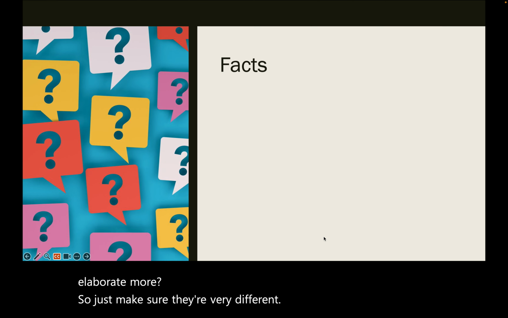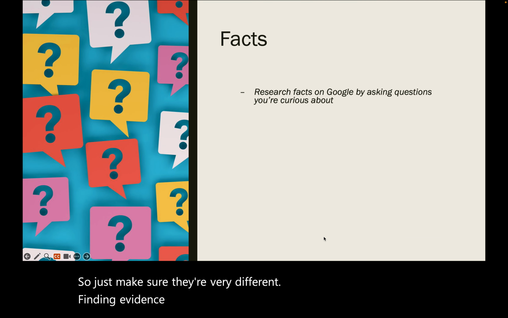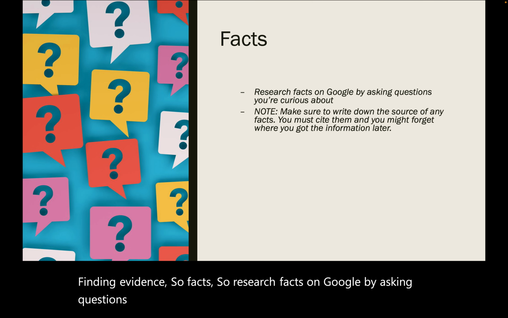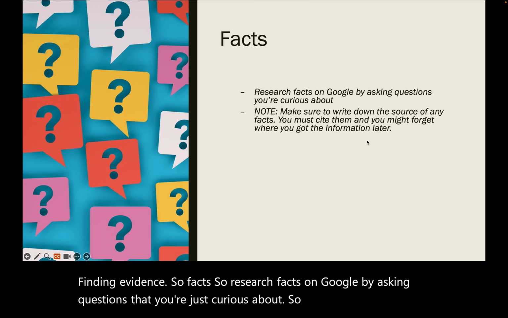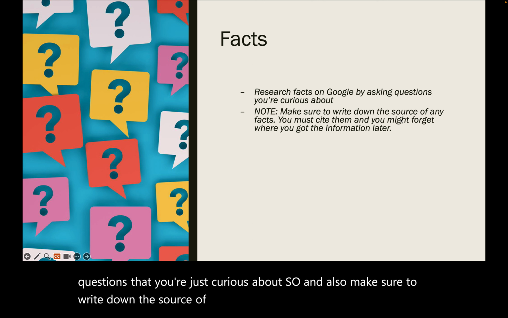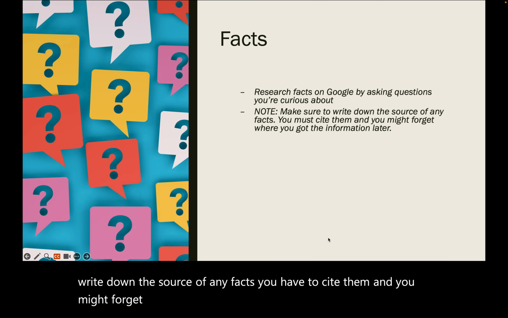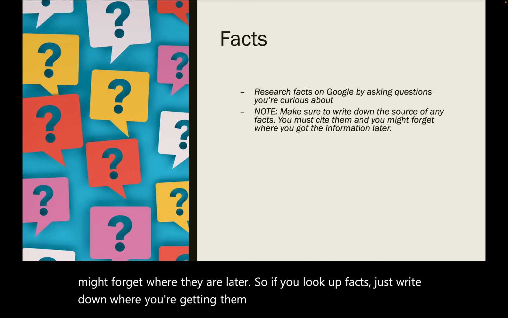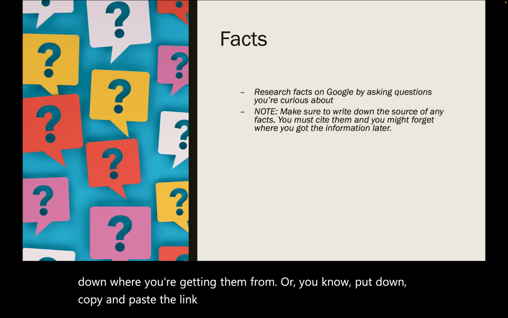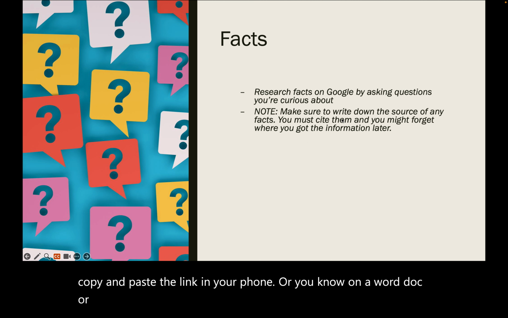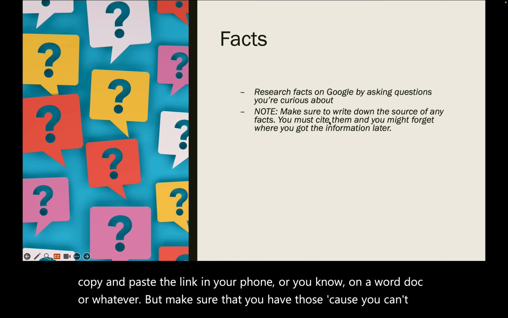Finding evidence. So facts. So research facts on Google by asking questions that you're just curious about. And also make sure to write down the source of any facts. You have to cite them, and you might forget where they are later. So if you look up facts, just write down where you're getting them from, or copy and paste the link in your phone or on a Word doc or whatever, but make sure that you have those, because you can't just cite those in your essay without a citation.